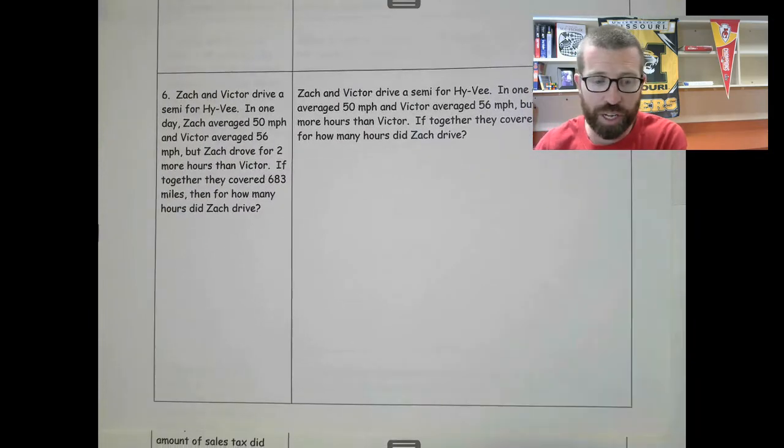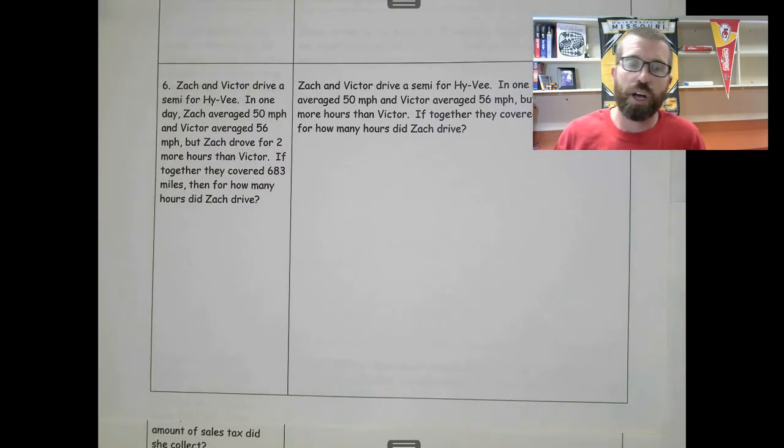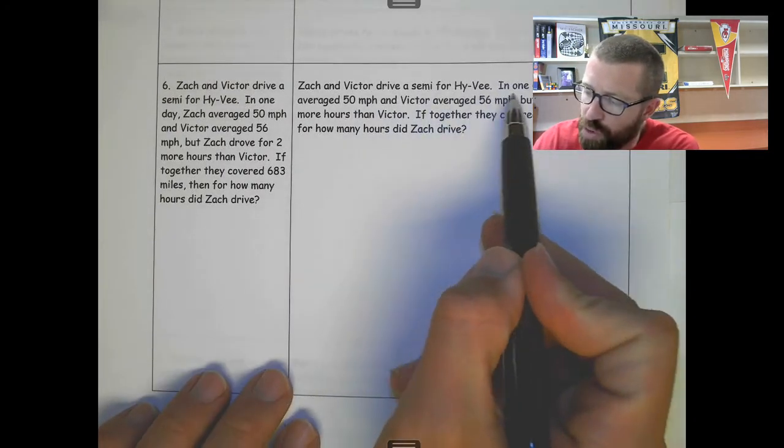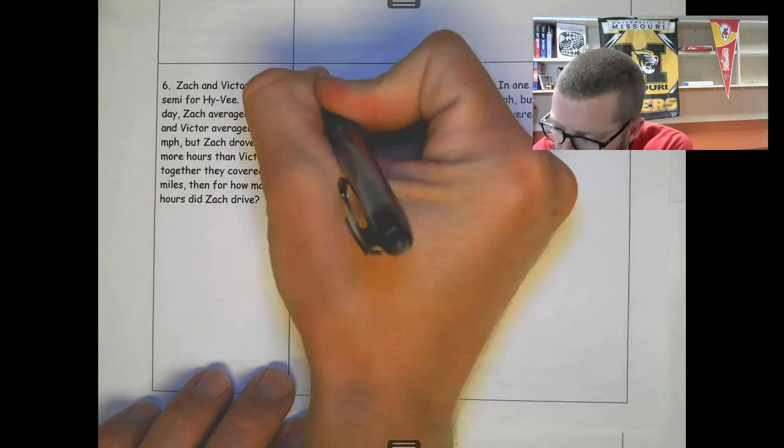Okay, so we're going to continue to look at some of these word problems right now. So take a minute, pause this one and read through it, and then we'll look at it together.